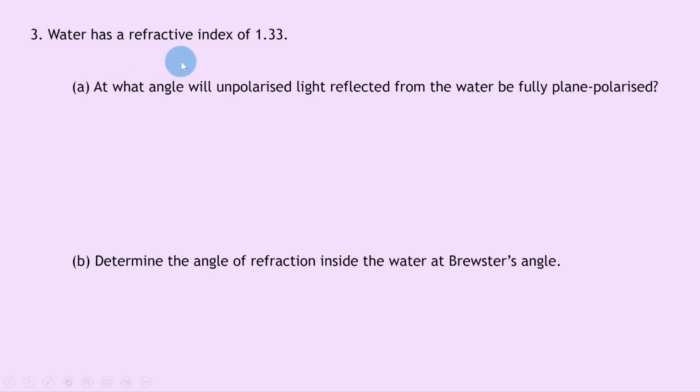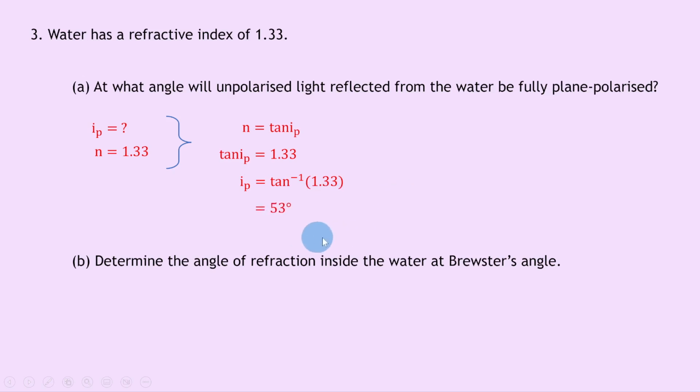Question 3 says water has a refractive index of 1.33. Part A says at what angle will unpolarized light reflected from the water be fully plane polarized? Well, we know that the reflected light is going to be fully plane polarized when the incident light is at Brewster's angle. So we're trying to find Brewster's angle here, IP, and we know the refractive index is 1.33 for the water. So let's write down our equation relating refractive index and Brewster's angle. We've got n equals tan IP. Substituting in the number gives us tan IP is equal to 1.33. And then we need to do the inverse tan to find IP on its own. So doing inverse tan or shift tan in your calculator of 1.33 should give you an angle of 53 degrees.